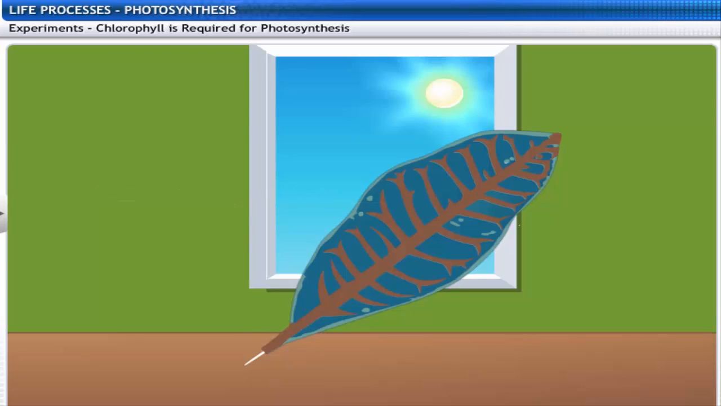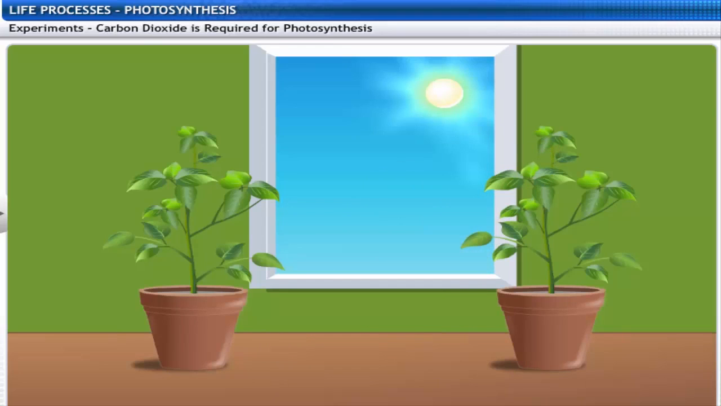Since only the green portions of the leaf turned blue-black, you can infer that chlorophyll is essential for photosynthesis to occur. Let's carry out an experiment to prove that carbon dioxide is vital for photosynthesis.